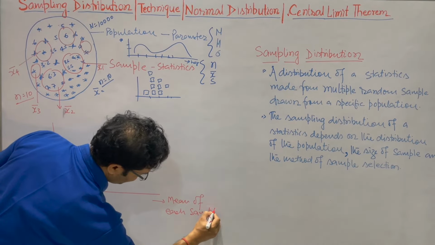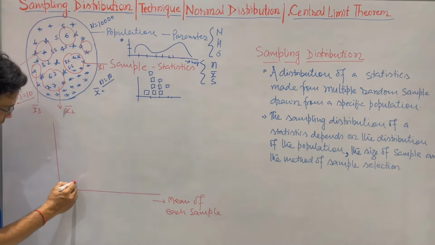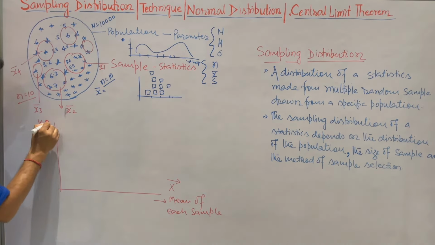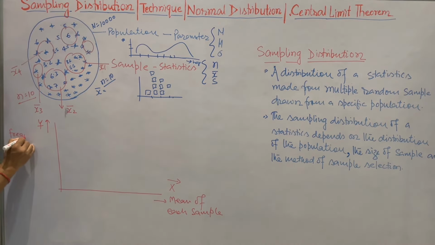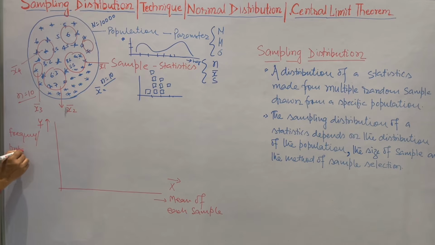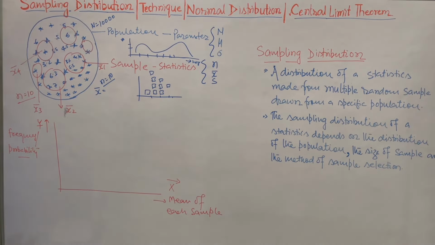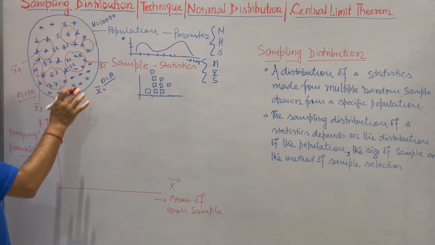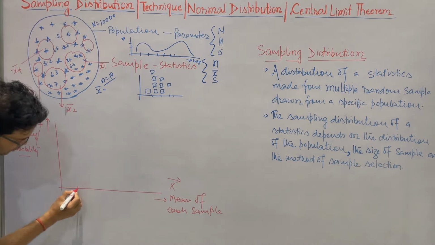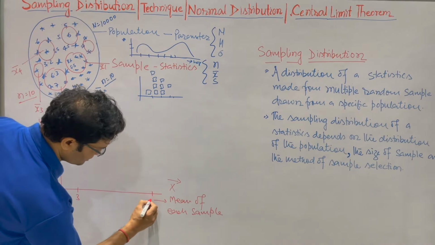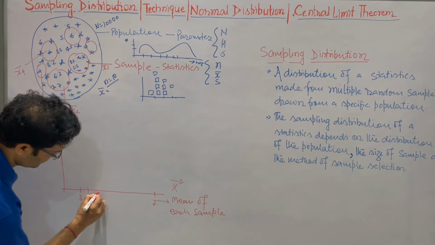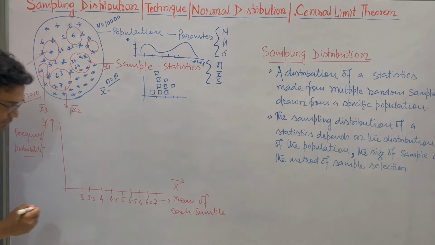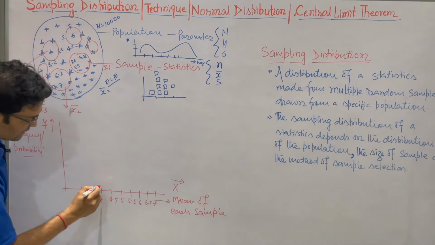Suppose this side is the x-axis and this is the y-axis. On the y-axis, you can keep either the frequency or the probability. If you want to use a probability distribution, then keep the probability here. How do you do the probability? First, suppose this is the average, the mean, right? Suppose your mean starts from 3 and goes to 7, with 3.5, 4, 4.5, 5, 5.5, 6, 6.5.